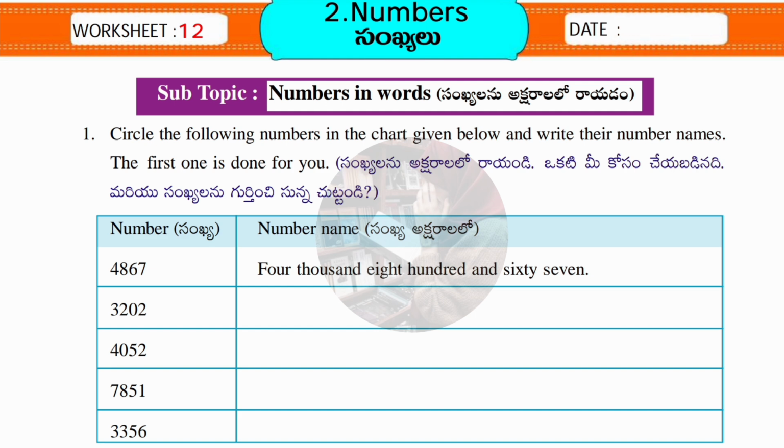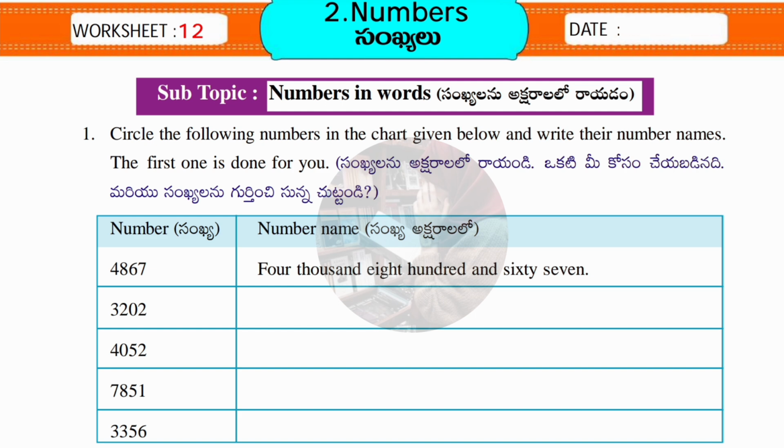Here two columns are given in a table, one is number and then number name. So first number is 4867. You have to write it down in words, 4867, and at the same time you have to circle the number. Okay, they didn't circle it, I'll circle it for you. Please you also circle all the numbers.